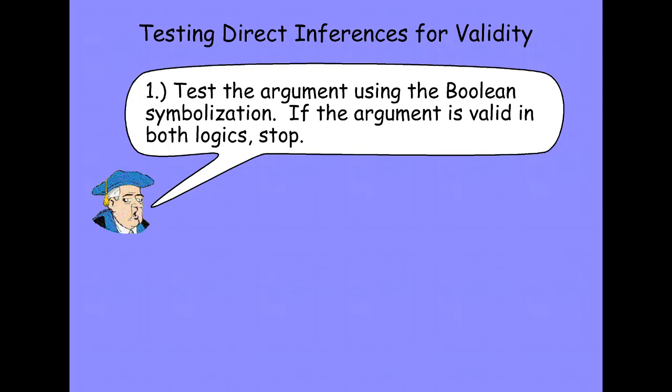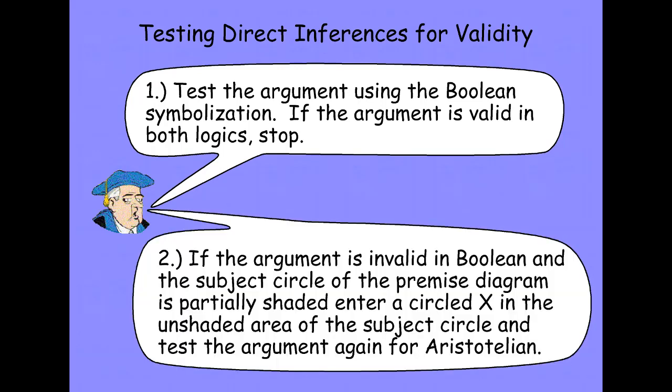then we know that the argument is valid in Boolean logic, and we can declare that since it's valid in Boolean logic, it is valid in both Boolean and Aristotelian logic. So we'd write out "valid in both logics," and we'd be done. If, however, our conclusion diagram contains something that isn't given to us when the premises are true, that isn't present in the premise diagram, then the argument is invalid in Boolean logic.